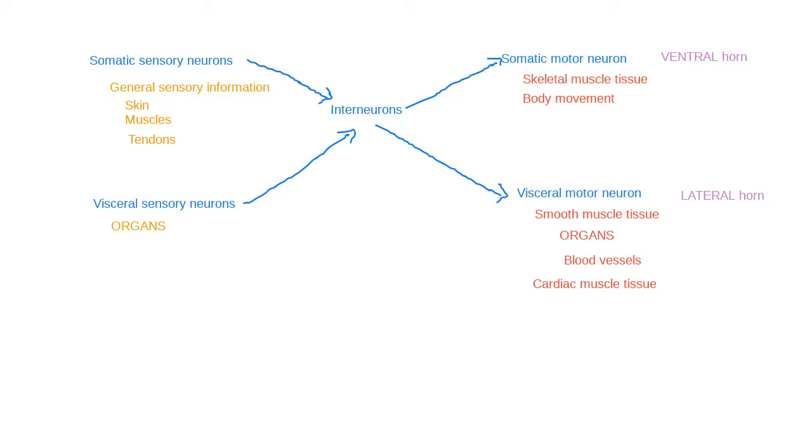Interneurons are always in the dorsal horn, and my sensory neurons are always in the dorsal root ganglion. So location-wise, sensory is always found in the dorsal root ganglion. Interneurons are always found in the dorsal horn. Different kinds of motor neurons are in each of those types of horns of the spinal cord.